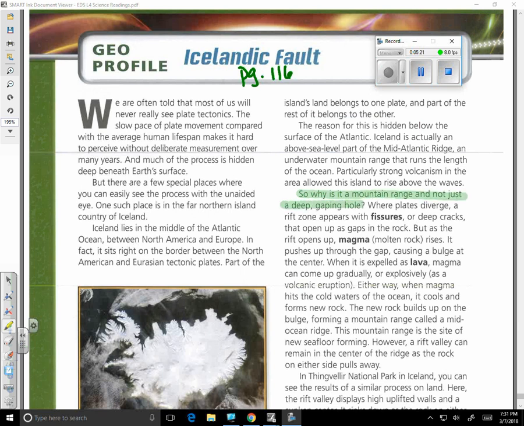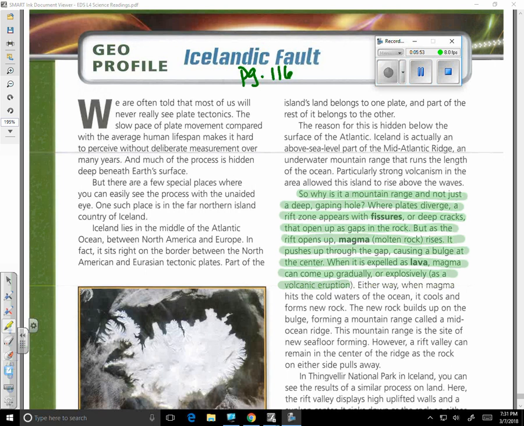Where plates diverge, a rift zone appears with fissures or deep cracks that open up as gaps in the rock. But as the rift opens up, magma or molten rock rises. It pushes up through the gap, causing a bulge at the center. When it is expelled as lava, magma can come up gradually or explosively as a volcanic eruption.